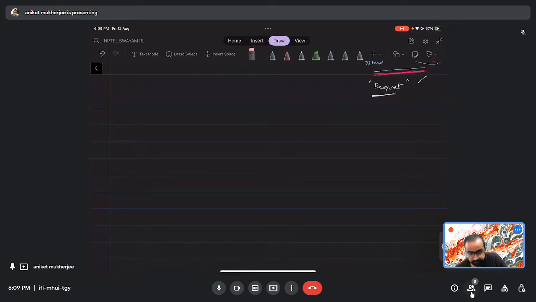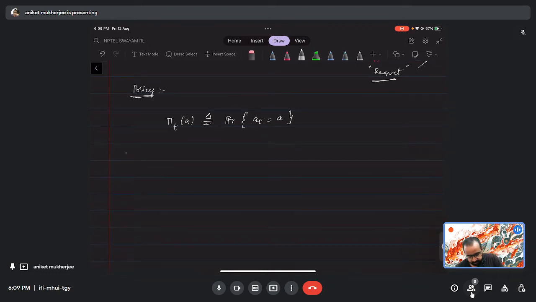First you have policy, pi t of a. It's defined as the probability that you will choose action A at time t. So this is what a policy is. I hope this is clear to everyone. Okay, and then sir told something about policy search.